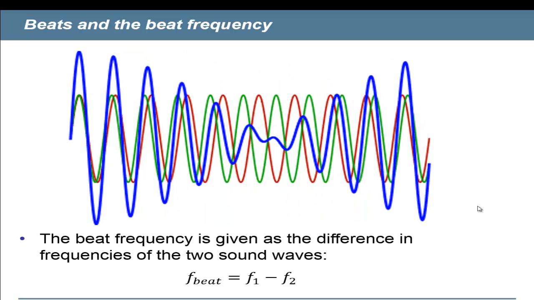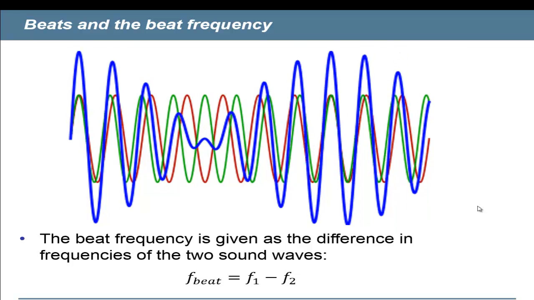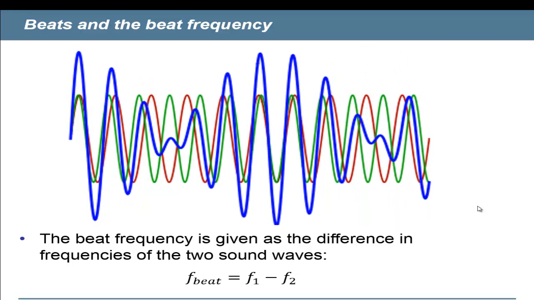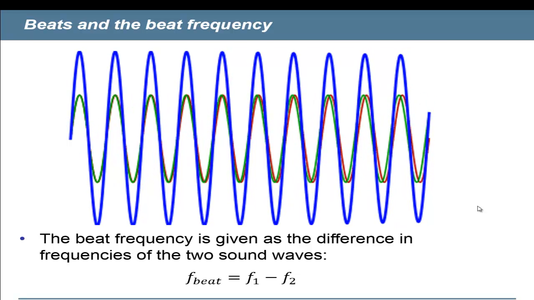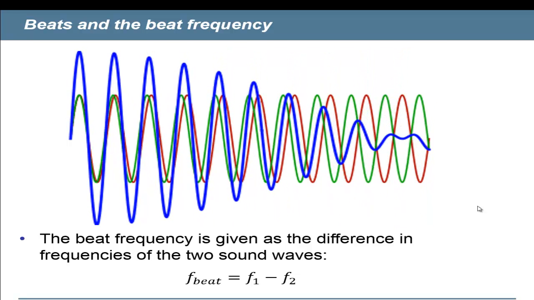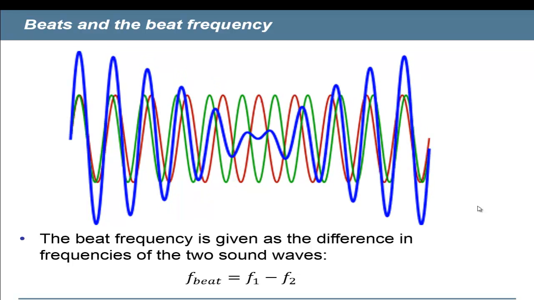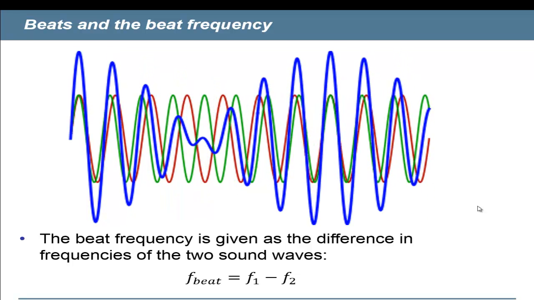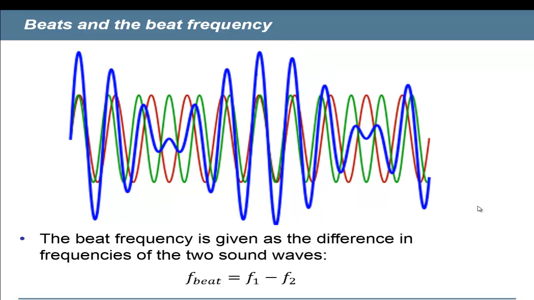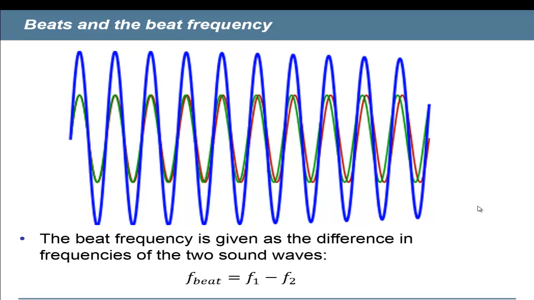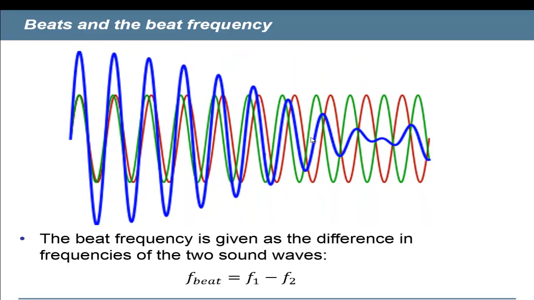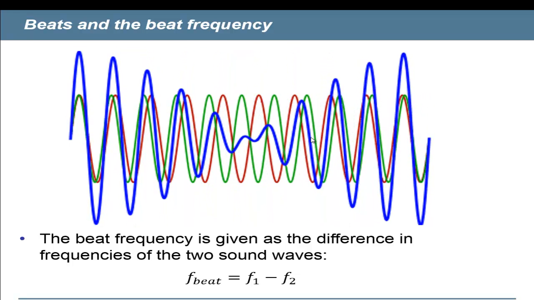The beat frequency is given as the difference of the two frequencies of the sound waves. So really we can get the frequency of the beat that we hear by just taking one frequency and then subtracting the other frequency, and we have the beat frequency. So F1, the frequency of wave 1, minus F2, which is the frequency of wave 2. So that's how we get beats and a beat frequency.